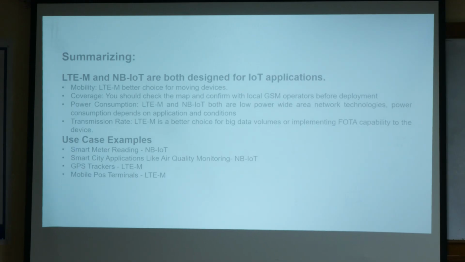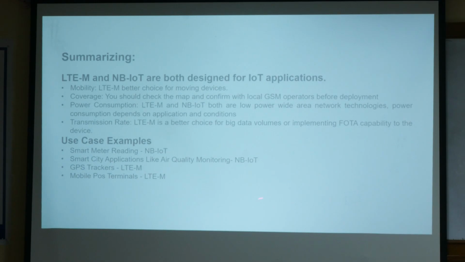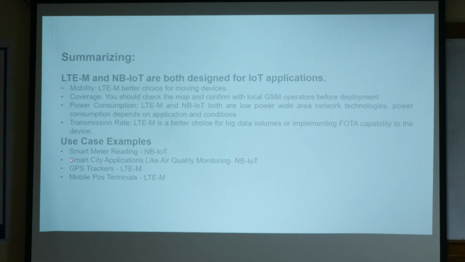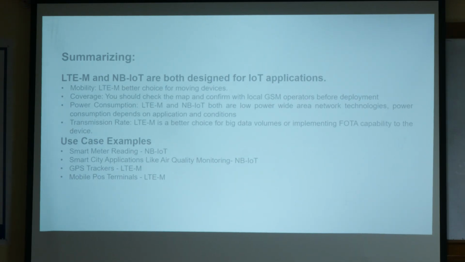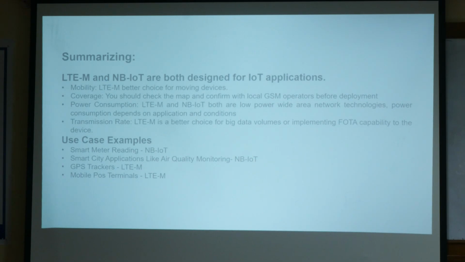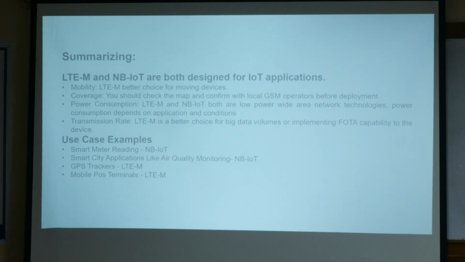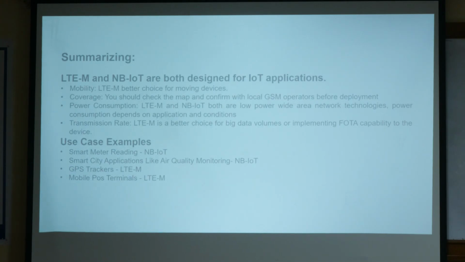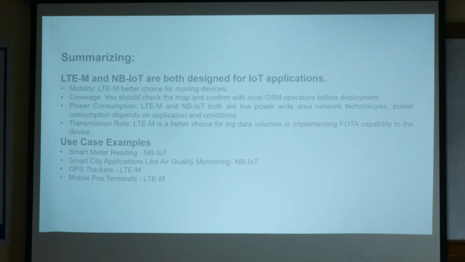And nowadays people popularly use smart meters, electricity meters and all. You have NB-IoT, even the air quality control applications use NB-IoT. GPS trackers are LTE-M because they will be moving up and down. And mobile POS terminals are also LTE-M. So this is only a view of what exists and how we have to select them for your application, right?